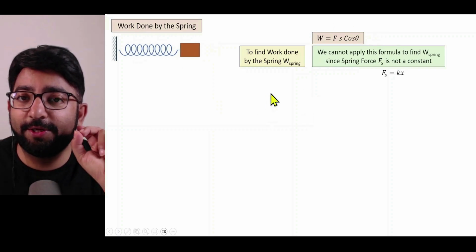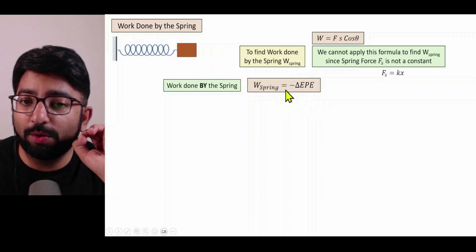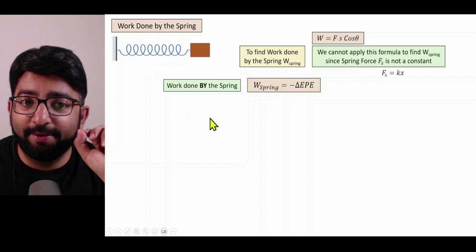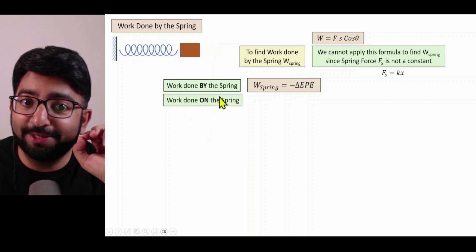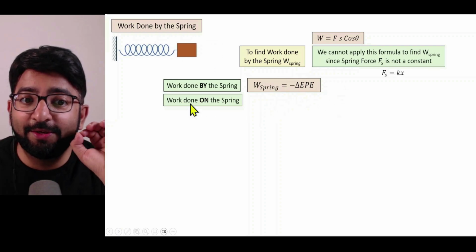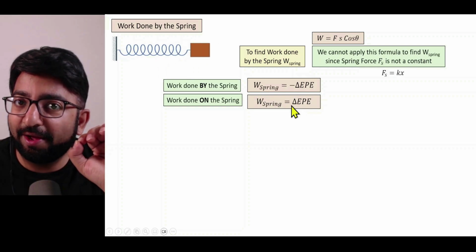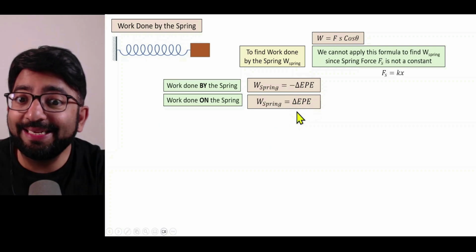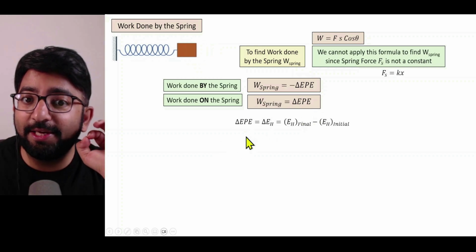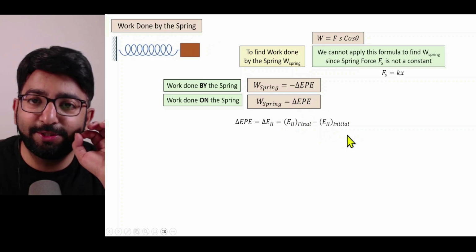We have another formula which we need to remember. So work done by the spring is given by this formula. It is equal to the negative of the change in elastic potential energy. On the other hand, if we have to figure out the work done on the spring, the magnitude will still stay the same, but we will remove the negative sign. So work done on the spring is given by the formula positive delta EPE, the change in elastic potential energy. And the change in elastic potential energy, remember, is final minus initial. So we can write delta EPE is equal to the final elastic potential energy minus the initial elastic potential energy.